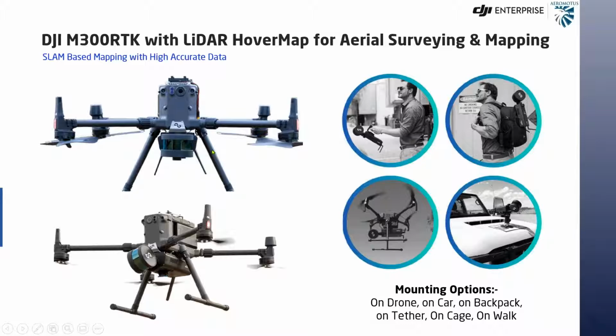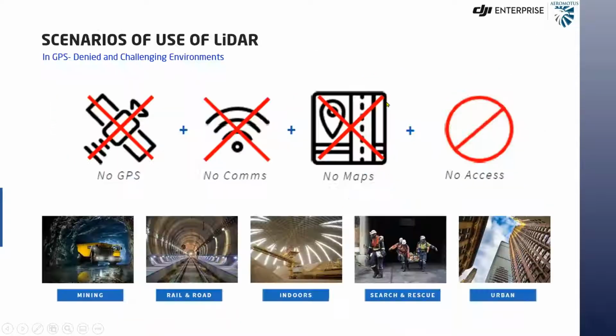Along with the same drone, the M300 RTK, the advantage of this payload is that you can mount it on the drone, on a car, backpack, tether, cage, or walk. So the unit is basically usable in different types of environments based on the applications.